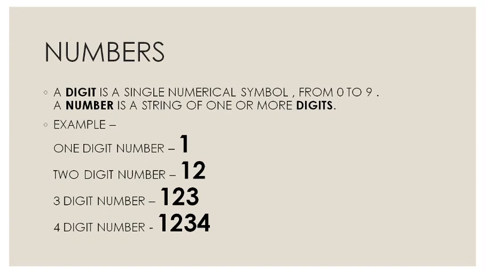So a one digit number contains only one digit, a two digit number contains only two digits, like here we have 1 and 2, and a 3-digit number contains 3 digits, like here we have 1, 2 and 3, and a 4-digit number contains 4 digits, 1, 2, 3 and 4. Now let's do some activity.